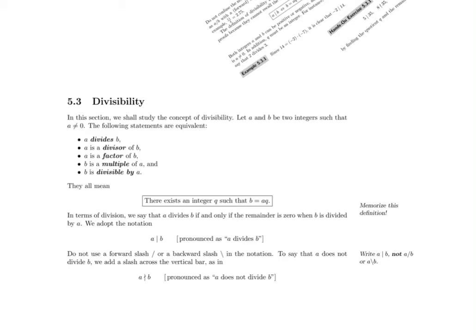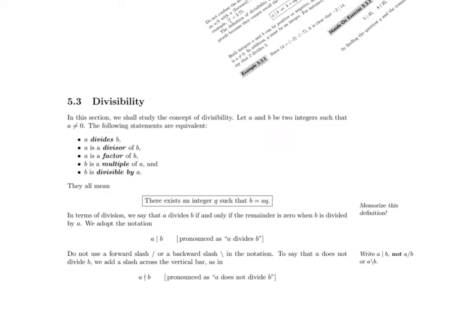In this section, we're going to talk about some words that sound very similar to each other, and we're going to need to really pay attention to how those words relate to each other and the fact that those words aren't exactly saying the same thing, even though they're kind of looking at the same phenomenon from different angles. And the notion here we're going to talk about is divisibility.